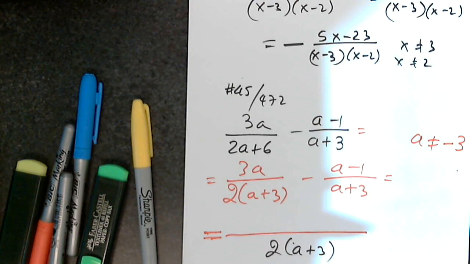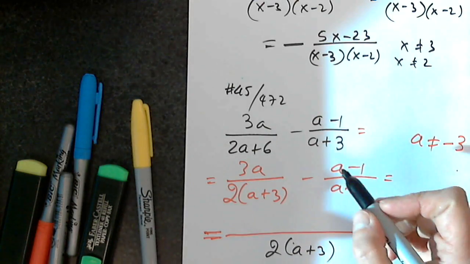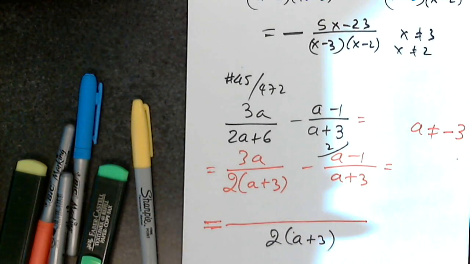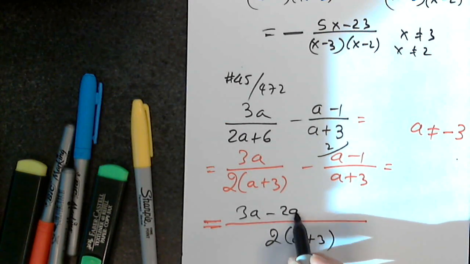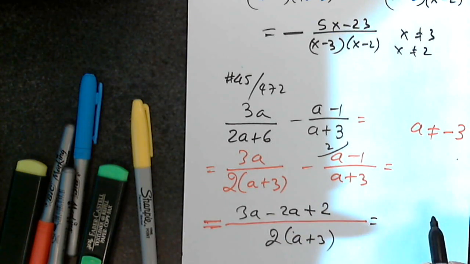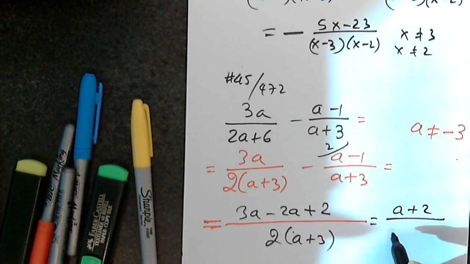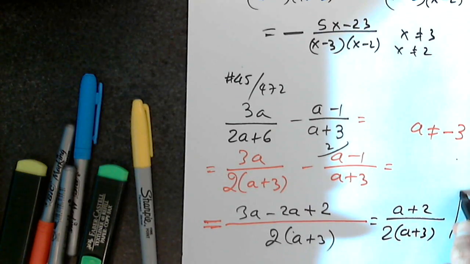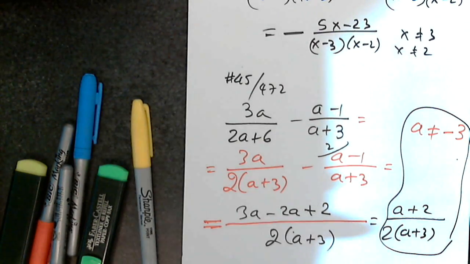What will you multiply the top of the first fraction by? 1. What will you multiply the top of the second fraction by? 2. Do you all agree with 2? Can anyone dictate the top? 3a minus 2a plus 2. No problem. So it's a plus 2 over 2 times a plus 3, assuming the restriction is fulfilled.